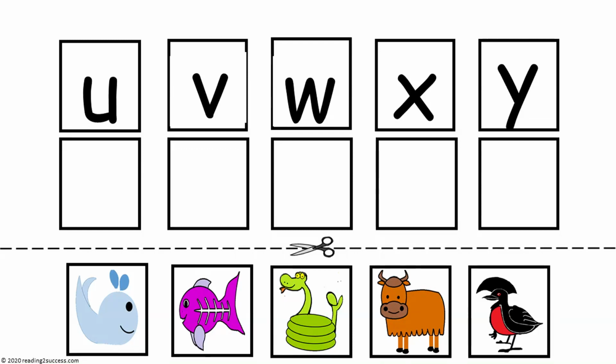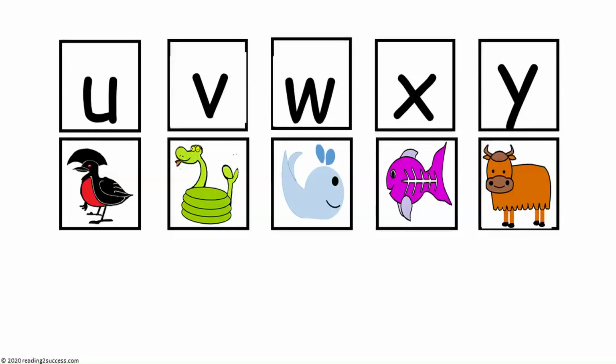Now it's time for the review of week 5. Cut out the pictures below the cutting line, and then have kids place the pictures under the correct letters. This is the completed example.